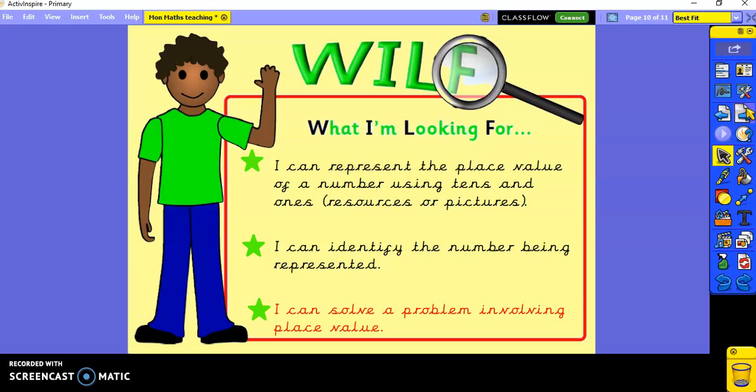And if you wanted to, you could also write it as a sentence that says 2 tens and 6 ones. So let's have a look at our will for today. What am I looking for? I can represent the place value of a number using tens and ones. You could use resources to show me and take a photo. Maybe you could use some Lego or some pasta to create your tens and ones, or you could draw your sticks and stones, your pictures, a bit like I did. I can identify the number being represented, so you can tell me what that number is, and I can solve a problem as a challenge, a problem that's involving place value.